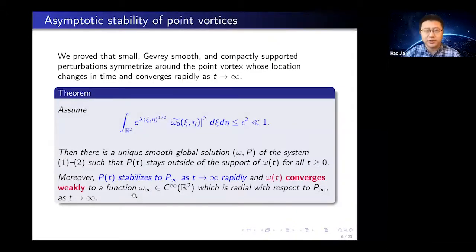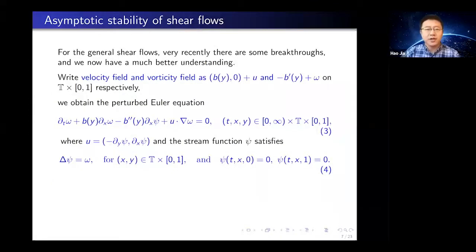That gives the description of the first step in the nonlinear axisymmetrization. I will not actually discuss the proof of this result because it's contained, in some sense, in the proof of the following result. So next we consider the general shear flow case.